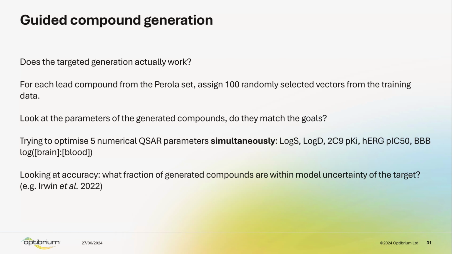So we're trying to simultaneously optimize 5 numerical QSAR parameters. In many cases, this is probably going to be an almost impossible task. So we're looking to see correlations here. We're not looking to see perfect matches because that's arguably impossible most of the time, but we're looking for it to get close. Specifically, what we're looking to see is the fraction of generated compounds that are within the model uncertainty of the target parameter. This is a metric that others have used in the past. The AstraZeneca team, I believe, used this.